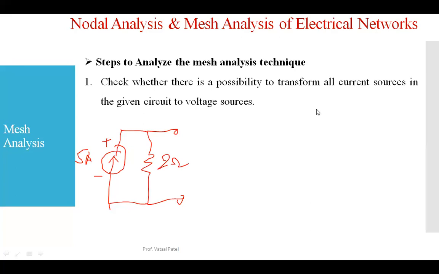Yes, it is an independent current source. So now if you have this type of current source in the circuit, and you transform it into a voltage source component, then what will the circuit be like? You will have a circuit diagram like this.